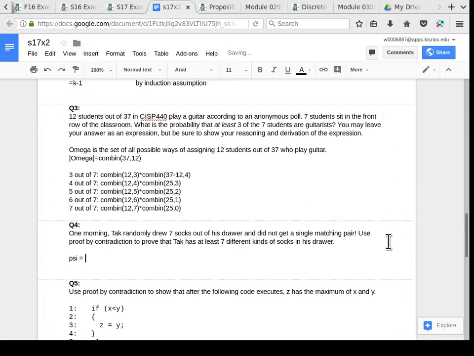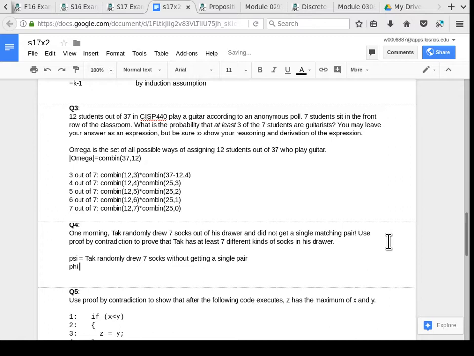So psi is the given fact, which is, Tag randomly drew 7 socks without getting a single pair. Okay. Phi, on the other hand, is a theorem. The theorem is saying that Tag has at least 7 kinds of socks.